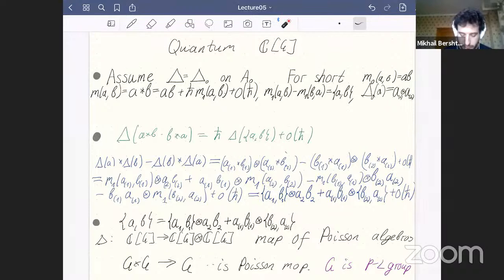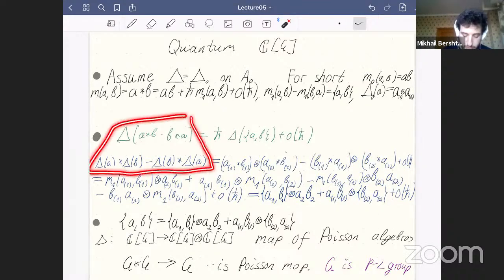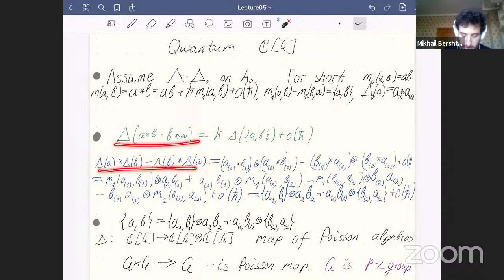Now let us compute. I want to look at the condition that delta is an algebra homomorphism. This condition will lead us to the fact that these two terms, this and this, are equal. So technically, delta of the product AB is equal to delta of A times delta of B. Since I know something about the commutator, here I impose the commutator, and here I also wrote the commutator. So let me compute both sides, green and blue.